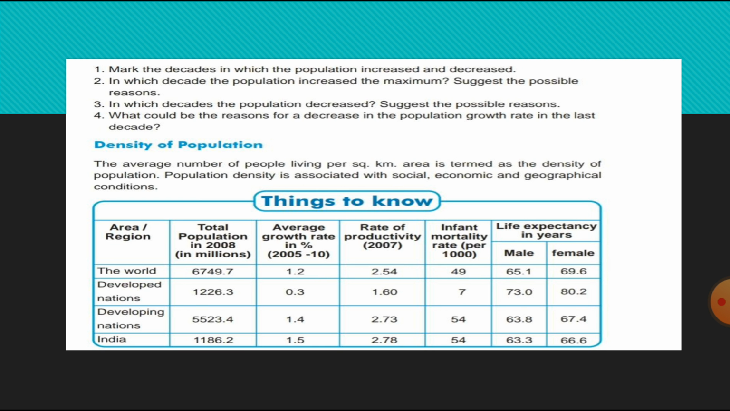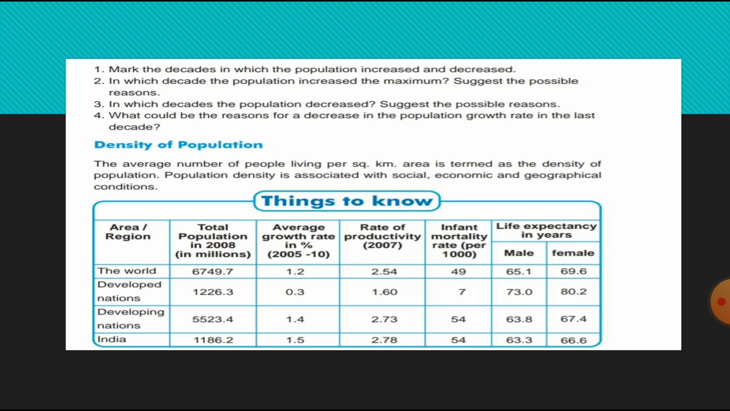And the fourth question, what could be the reason for the decrease in the population growth rate in the last decades? See, the government drove for effective family planning, and many people have implemented it, as well as the increase in literacy rate has brought about an awareness among the people, and so in the last decade there is a decrease in population growth.